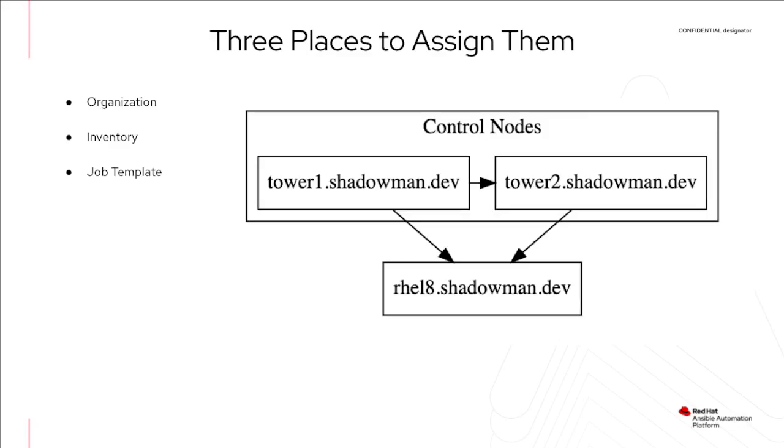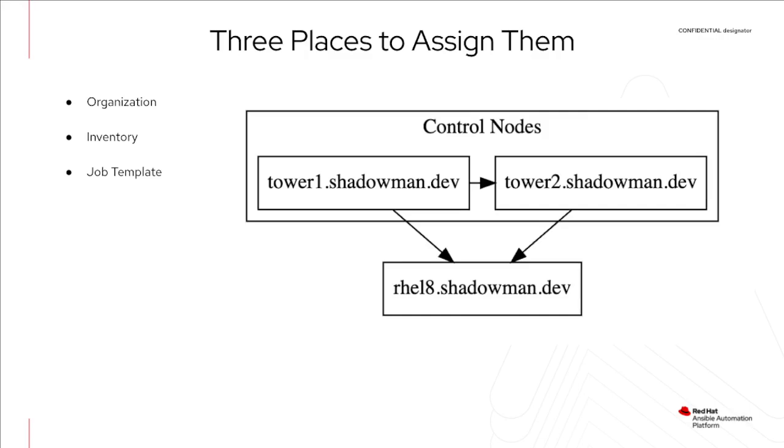So where can I assign these mesh nodes, these instance groups that I've created? There are three different places that I can assign them. I can assign them at the organization level. So if you've created a security organization or a cloud organization, maybe I want to give them that single execution node that lives in the cloud to execute their playbooks. Or I've got an inventory that's been set up to only handle a specific security zone. I can assign at that level, or individual job templates, such as that patching example I just talked about.